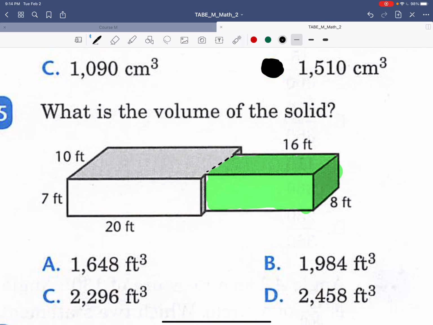All right, so this green one looks like I know 2 of the dimensions very clearly. I know the 16 is the length, the 8 is the width. I need to figure out the height. And I bet you already know it. If this is 7 feet over here, then this is 7 feet over here. Because if they're not the same height, we would be able to see that. So the height is 7. And here comes the math. 16 times 8 times 7 is 896 cubic feet.